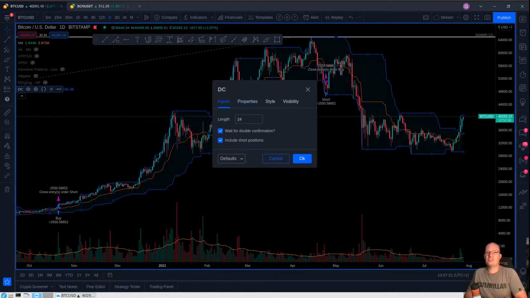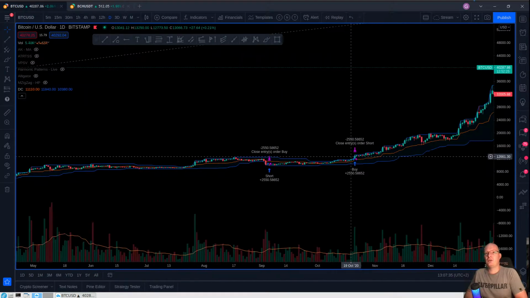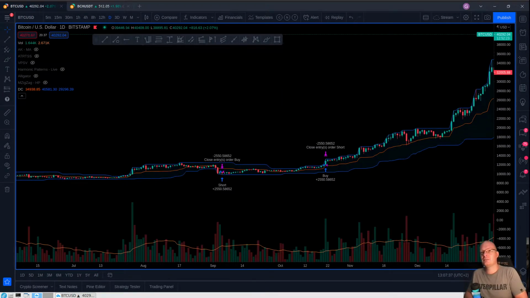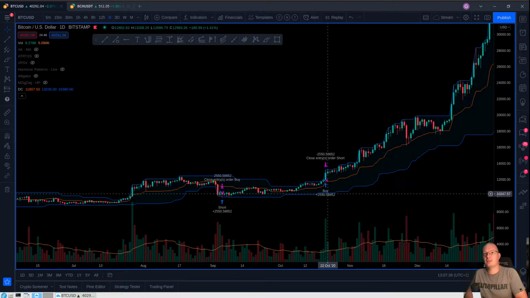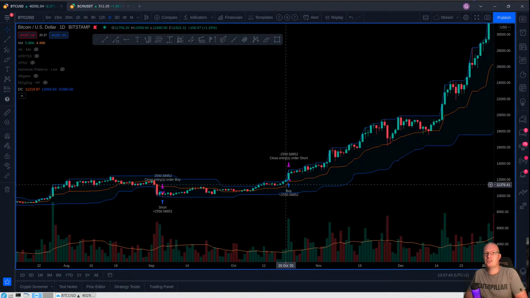So let's see. By default it will wait for a double confirmation. I will explain in a bit what that means, and it includes short positions as well. So buy and hold, the double breakout of the double confirmation is here.